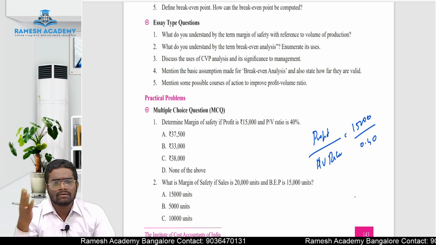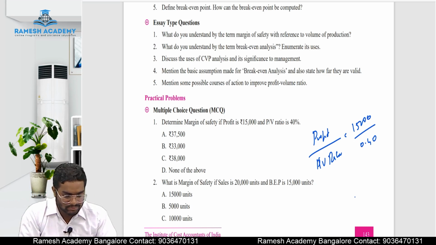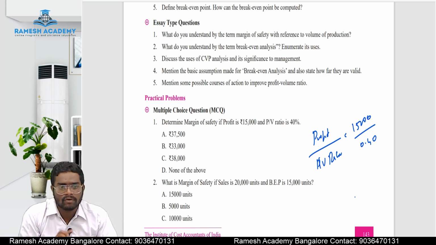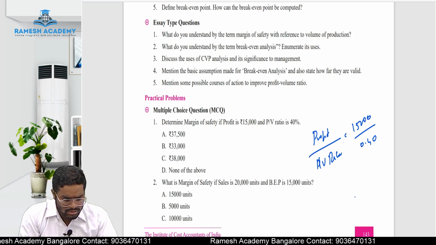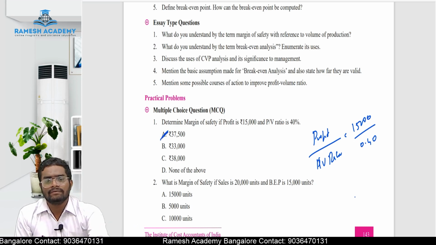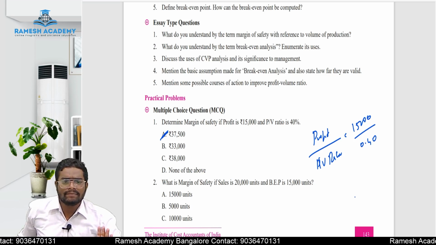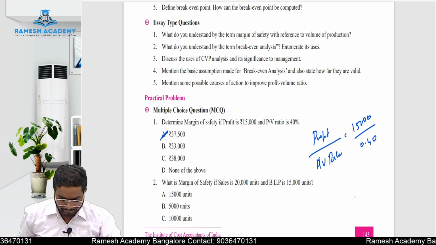So what is our requirement here? We have to calculate the margin of safety and they have given straight away everything. So they have given the profit of 15,000 and the PV ratio is 40%. If I divide, I'll get 37.5. So this one was a simple question here. We determine the margin of safety.